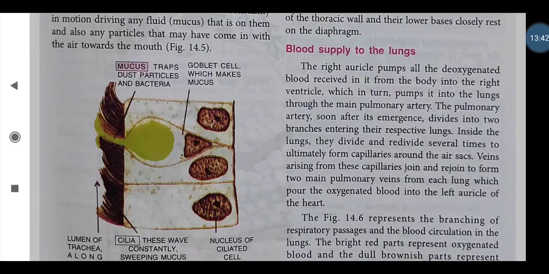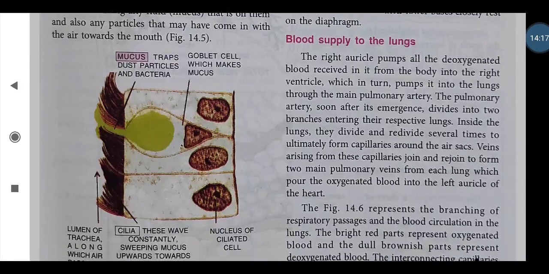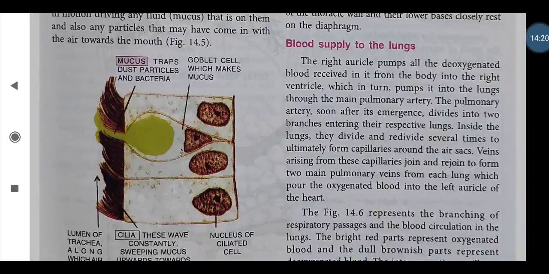Veins arising from these capillaries join and rejoin to form two main pulmonary veins from each lung, which push the oxygenated blood into the left auricle of the heart. You know that the pulmonary vein carries oxygenated blood from the lungs to the left auricle of the heart, and the pulmonary artery carries deoxygenated blood from the right ventricle to the lungs.